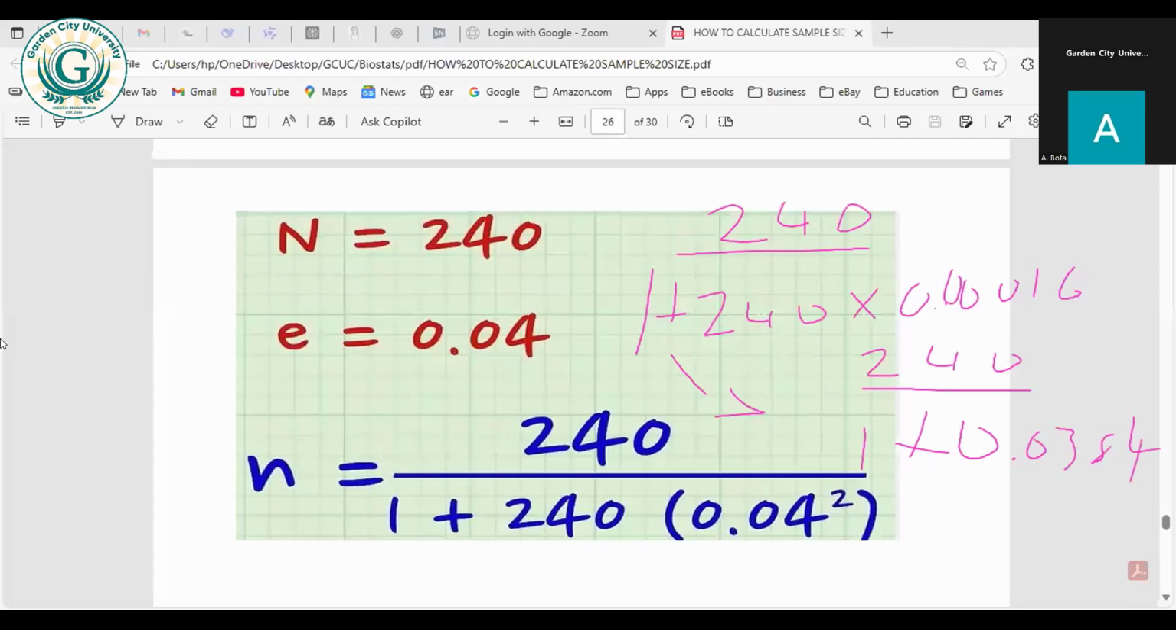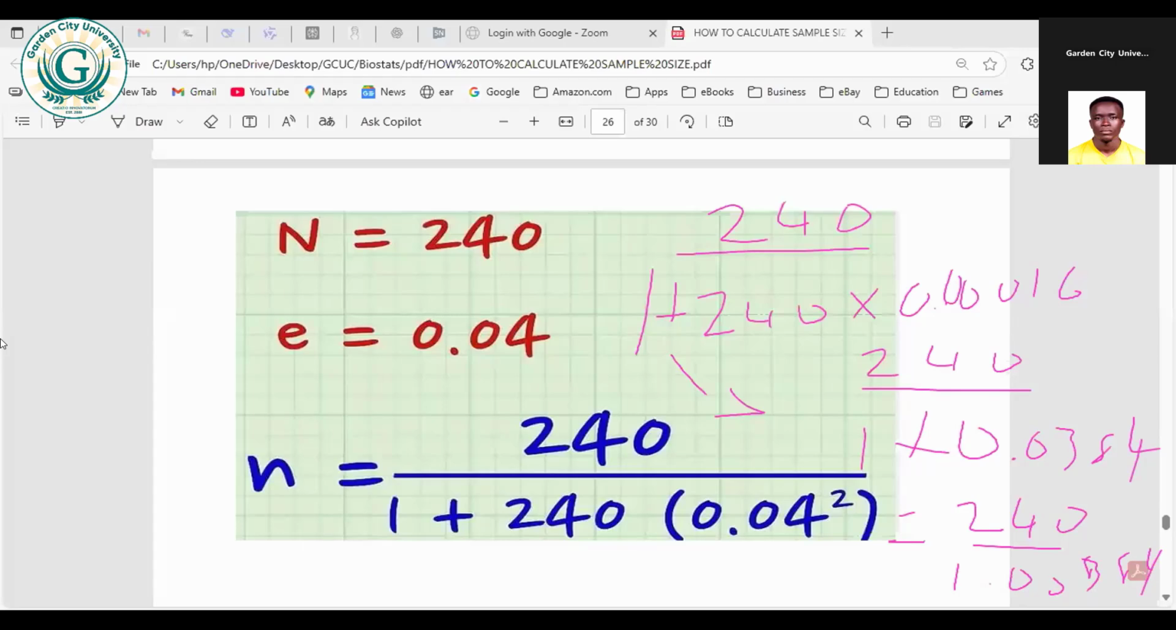0.0384. So now add it, and then we are getting 240 divided by 1 point what? 0384, right? Yes, please. Okay. So what's the final answer?